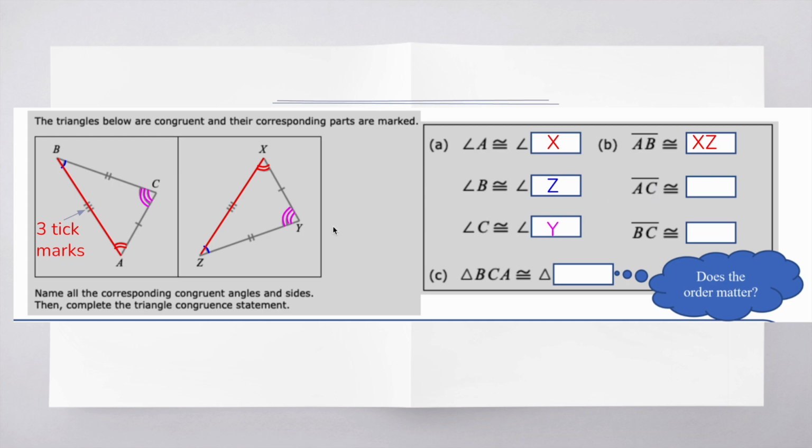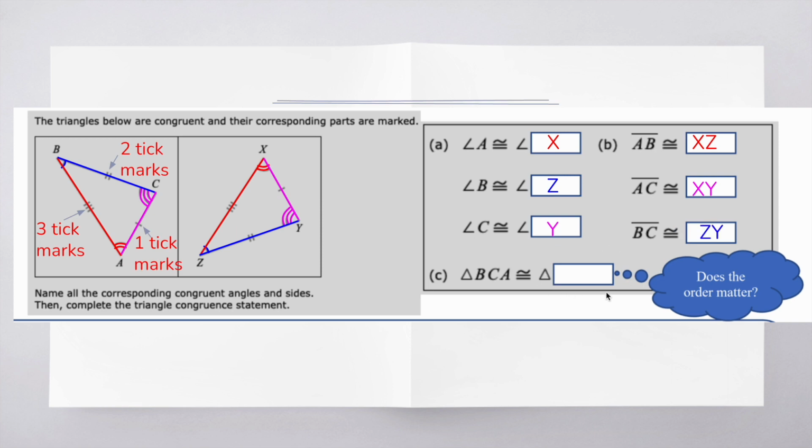And then AC, well, AC, that's this side with one tick mark. So I'm going to match it up with the other side with one tick mark. But again, A is X and C is Y, so it's going to be XY. And then BC, that's our last side here with two tick marks. And then our last side over here with two tick marks. So, again, I can use this to go BC, so it's going to be ZY.